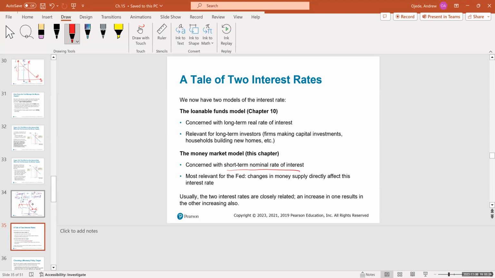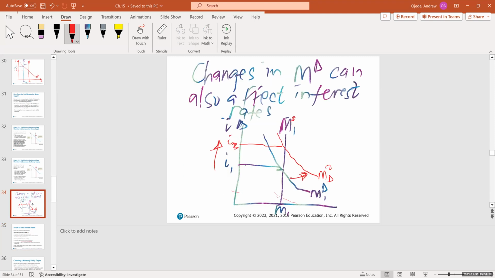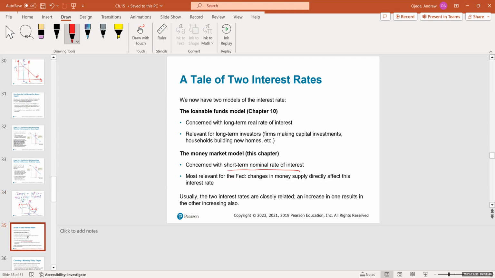So the interest rate that I'm discussing here is not the interest rate that we discussed in the chapter when we talked about the loanable funds market, when the supply of national savings equals the demand for investment. That is different because that was the long-term interest rate, the real interest rate, the inflation-adjusted interest rate. This is the nominal interest rate. Okay, this is most relevant for the Fed. So changes in the money supply directly affect this nominal interest rate that we have discussed in this chapter today.